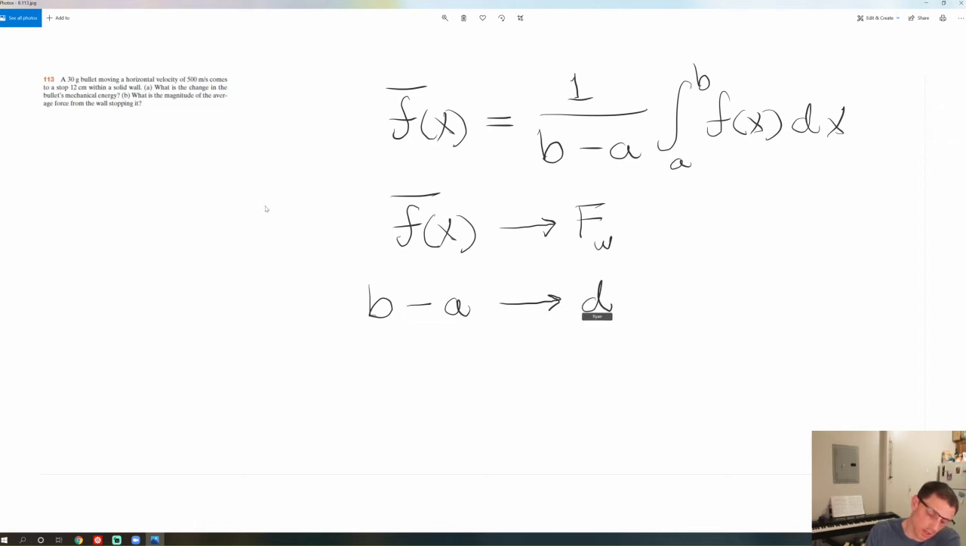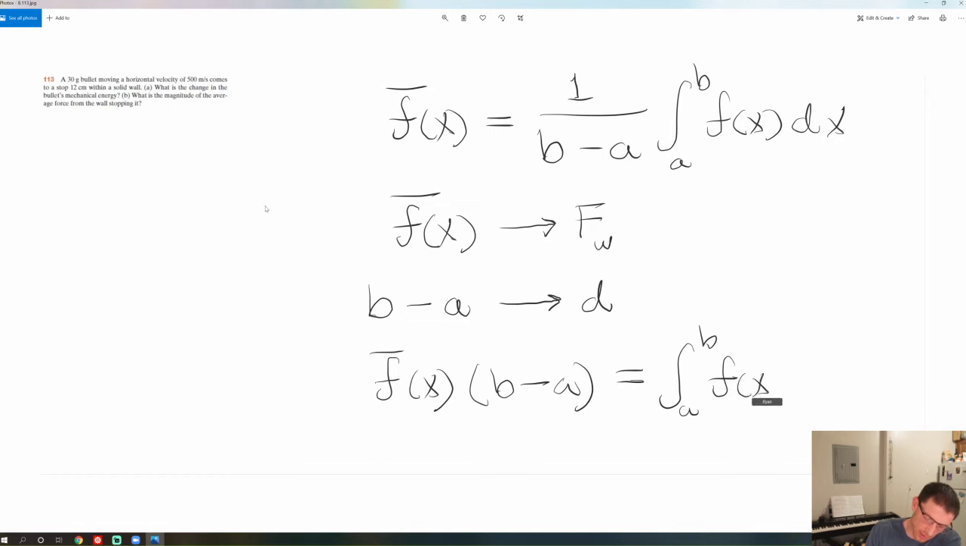And so if we rearrange this, what we would find is f bar times b minus a equals the integral from a to b of f of x dx. I think it's very dangerous that I'm trying to teach you math, but that's what we find ourselves doing, or I find myself doing, I guess. And so if we rewrite this, or if we just make an analogy to what we just did, we have something like this: the force of the wall, d, and then this equals, say, changing our limits of integration here.